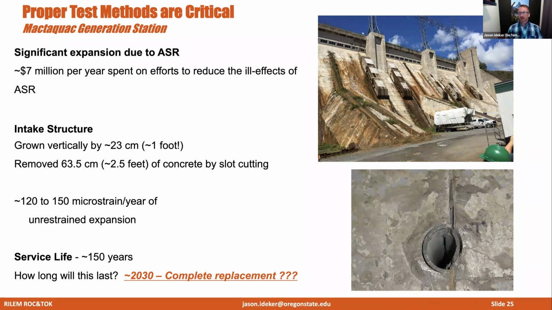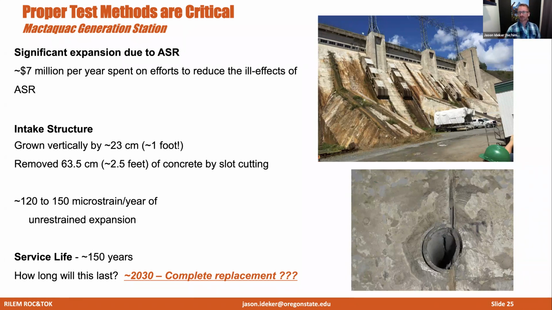So the way that they accommodate the expansion in this structure is that they take a slicer like you would slice cheese with, and they literally cut through different parts of the dam to relieve the stress that's occurring. Since they started slot cutting, they've removed about 2.5 feet of concrete from the dam. It's estimated that there are about 120 to 150 microstrain of unrestrained expansion, and this has not slowed down at all, at any point in the dam's lifespan so far.